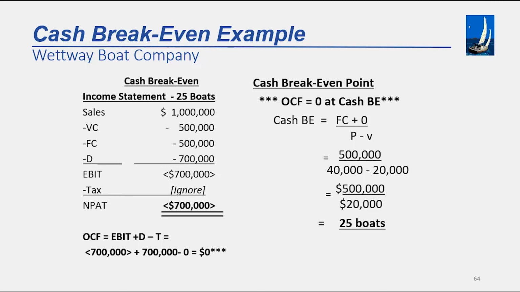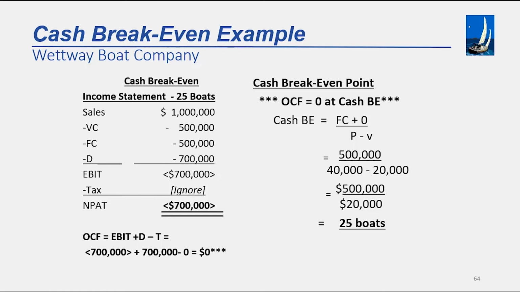Variable cost will be half that again, 500,000. Fixed costs are still 500,000. Depreciation still 700,000. That gives me an EBIT of negative 700,000. Still no taxes because of tax loss carryforwards of this company, and my NPAT is negative $700,000. What is my OCF in this example?